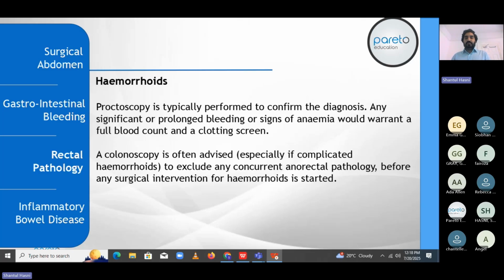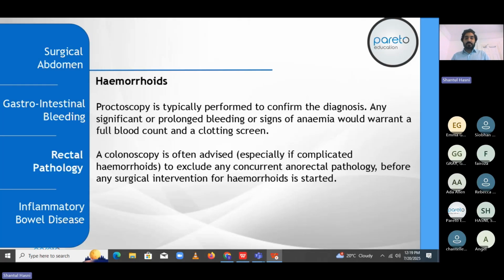Proctoscopy is typically performed to confirm the diagnosis. If you can do PR, you can do proctoscopy. That's my kind of paradigm. If you're in a primary care setting, put the proctoscope in. It gives you an idea if you're dealing with any sinister pathologies, or just to confirm the diagnosis of hemorrhoids as well. Any significant or prolonged bleeding or signs of edema should warrant a full blood count and a clotting screen.